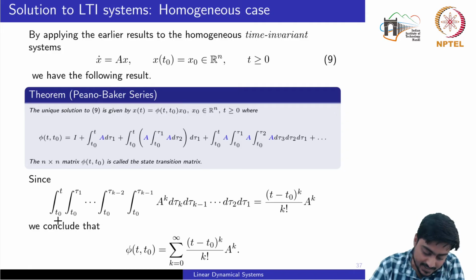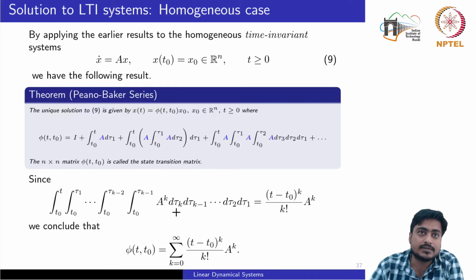Now this kth element I can write as the ratio of t minus t naught to the power k over k factorial, into A to the power k. The reason is that all these A to the power k are constants, first of all. So I can take this A to the power k outside the integral, and all the inner integrals are basically integrals of the 0th power of t. So it would turn into t minus t naught to the power k divided by k factorial.